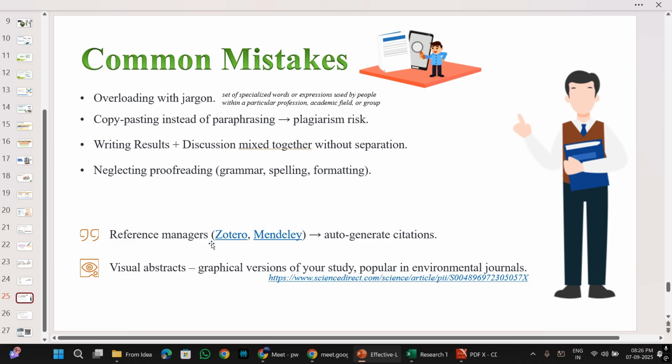You have to follow the formatting that has been asked for, so you cannot neglect it. And one more thing that I would want to tell you: never write your results in just one section. Make several subsections to it.